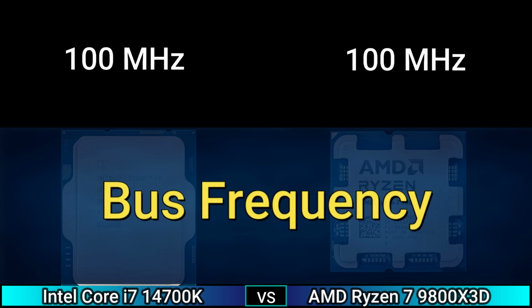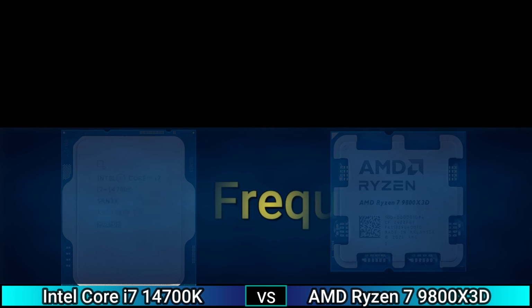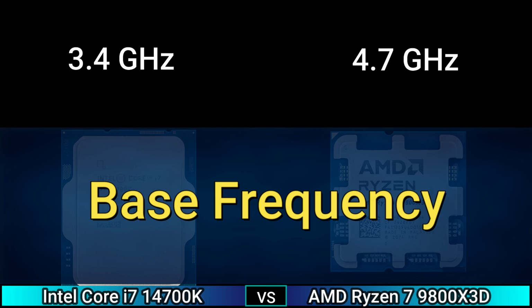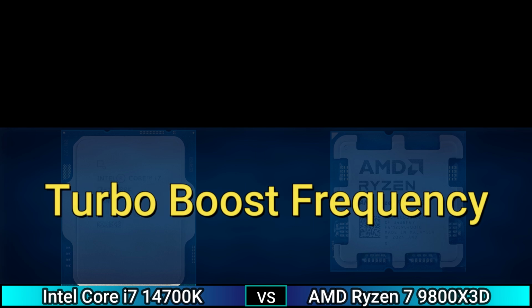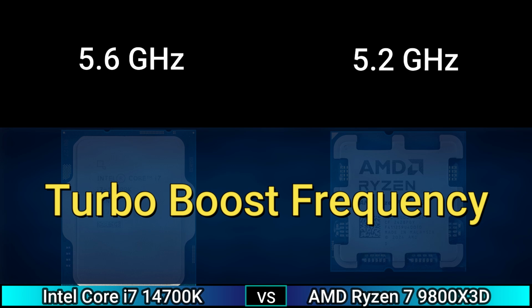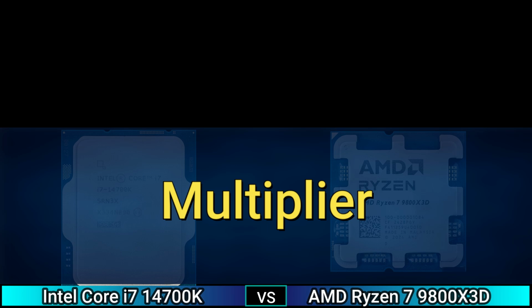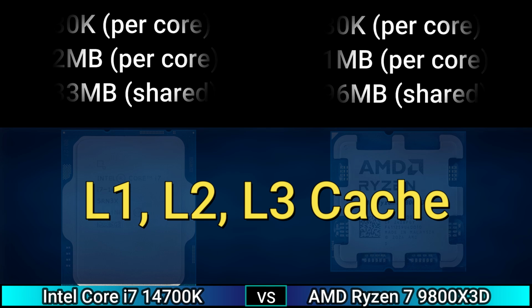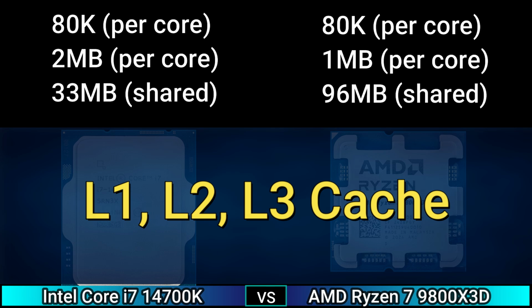Bus frequency: 100 MHz. Base frequency: 3.4 GHz and 4.7 GHz. Turbo Boost frequency: 5.6 GHz and 5.2 GHz. Multiplier: 34x and 47x. L1, L2, L3 cache: 80 KB per core, 2 MB per core, 33 MB shared, and 80 KB per core, 1 MB per core, 96 MB shared.